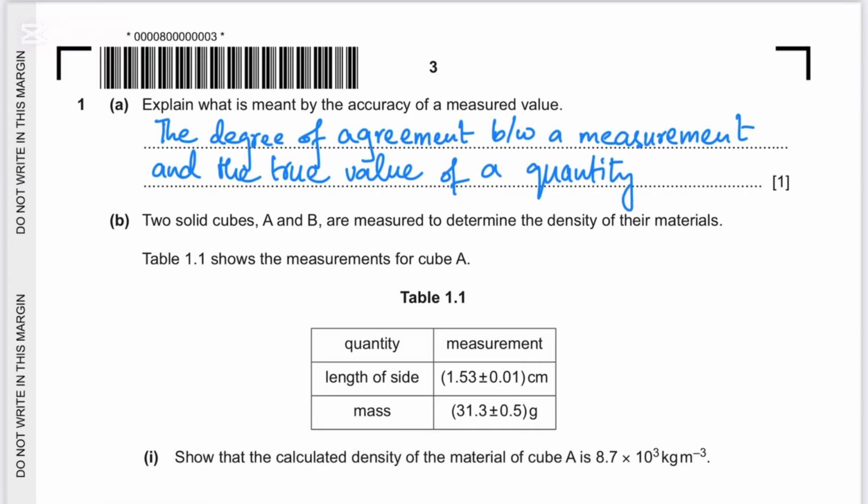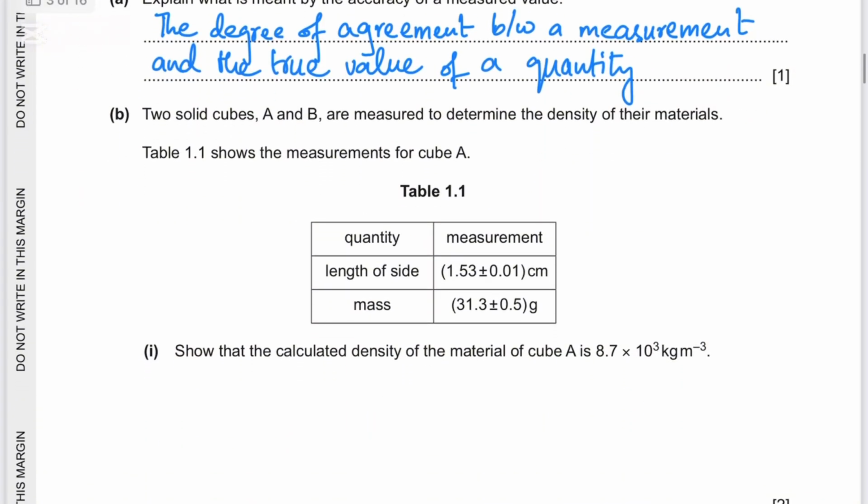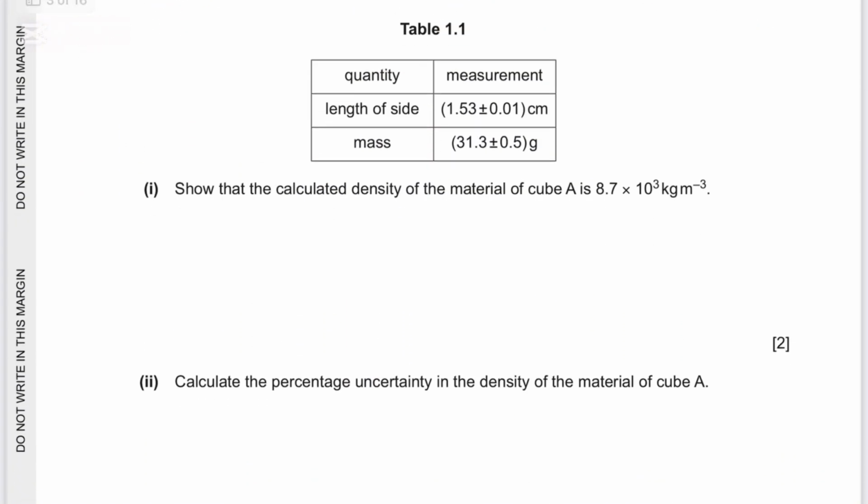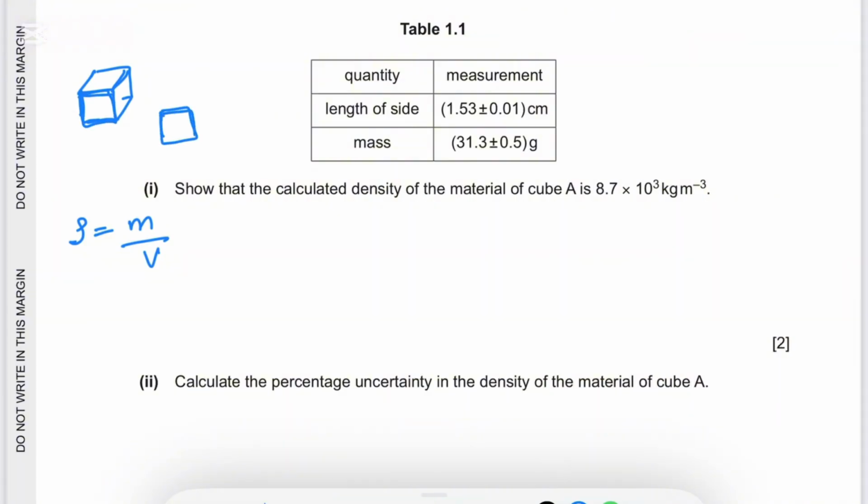B. Two cubes A and B are measured to determine the density of their materials. Table 1.1 shows the measurements for cube A, and you're supposed to show that the calculated density of this material is as provided. So density is equal to mass over volume. A cube is a three-dimensional figure which has 6 faces of square shape, and each of these faces has 4 sides that are all equal in length.